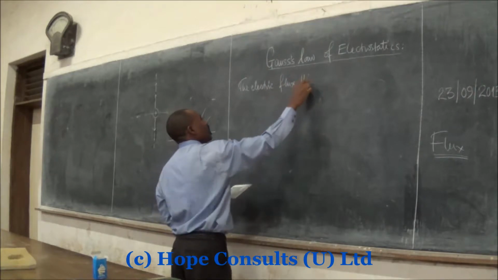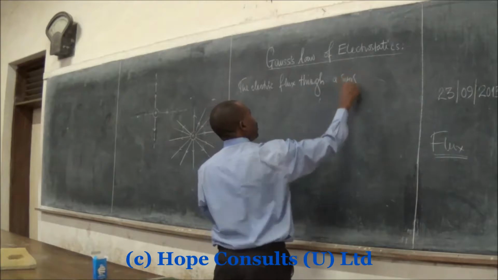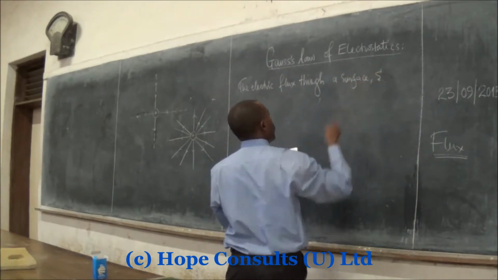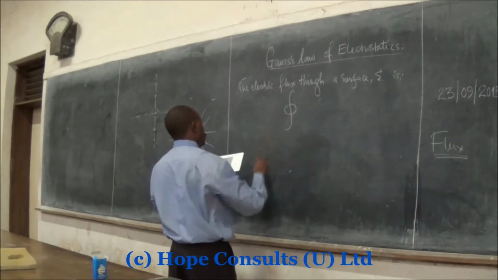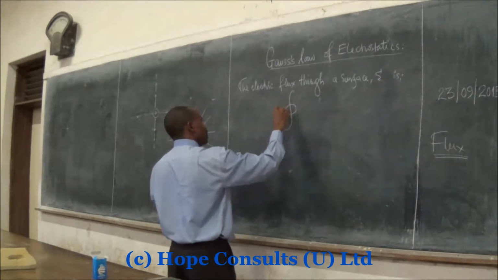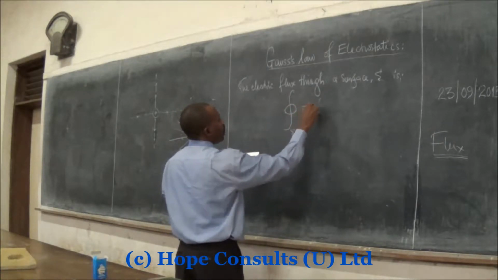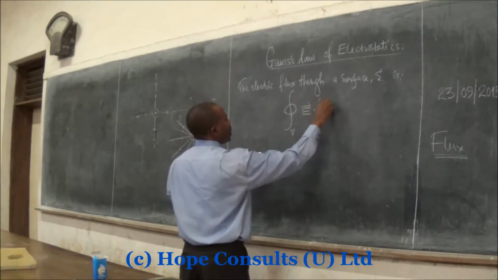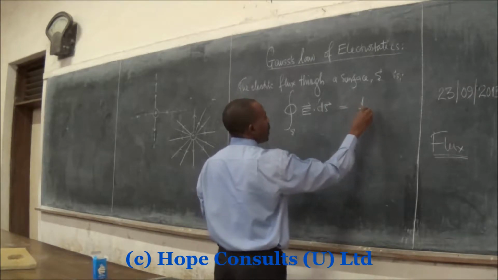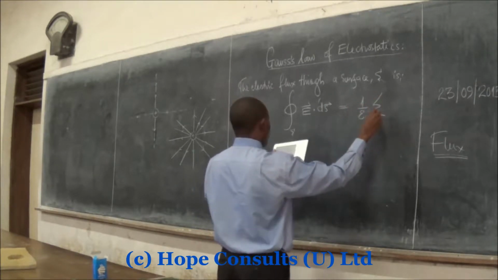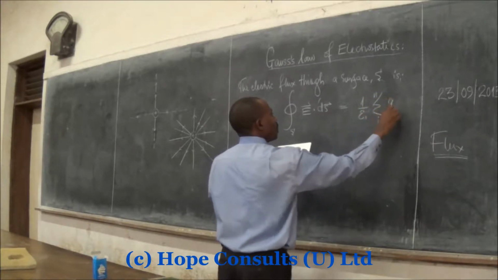flux through the surface S is given by the integral over this closed surface S of E dot dS. And this would be the same as 1 over epsilon naught times the summation from i equals 1 up to n of q_i.